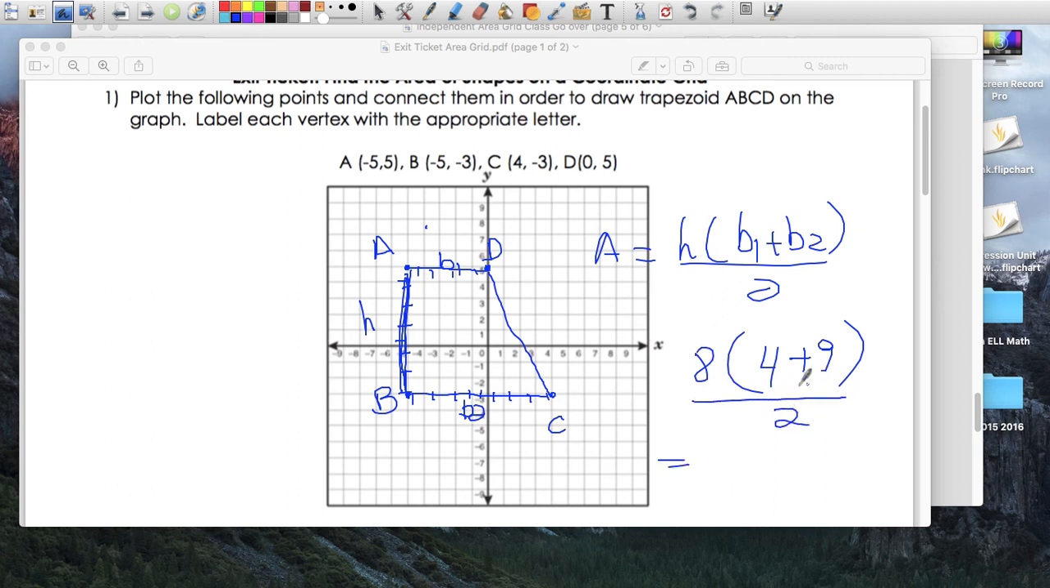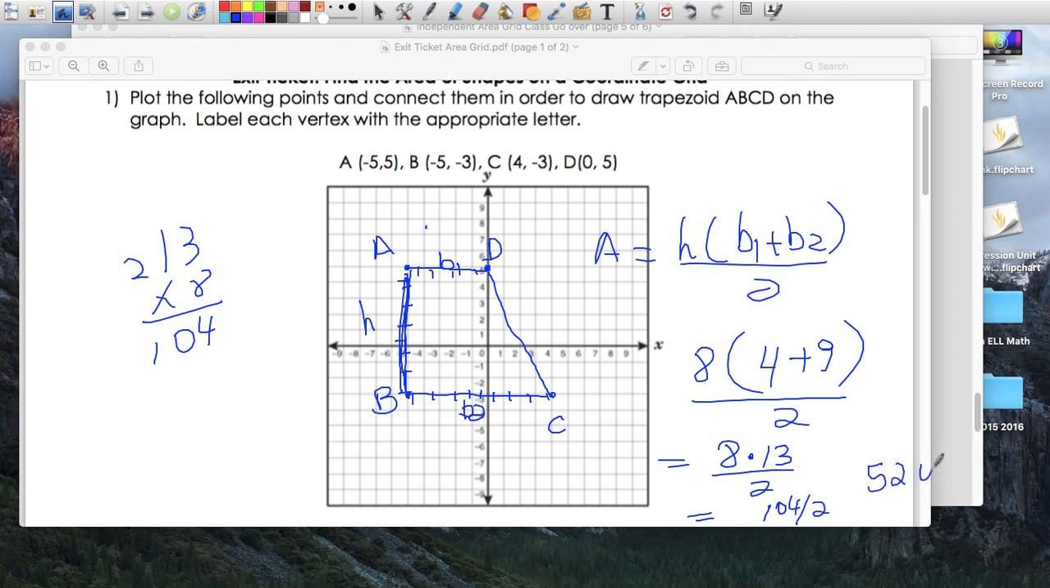So 4 plus 9 is 13. We'll multiply that by 8, and then we'll divide it by 2. And 13 times 8 is 104. And we're going to divide 104 by 2, which is going to give us 52 units squared.